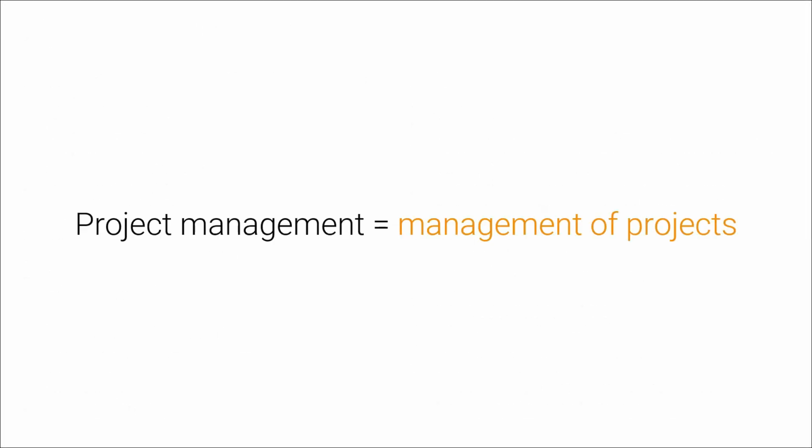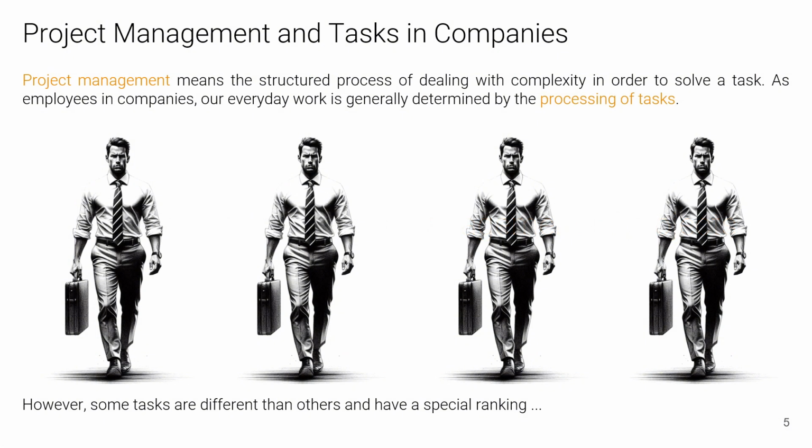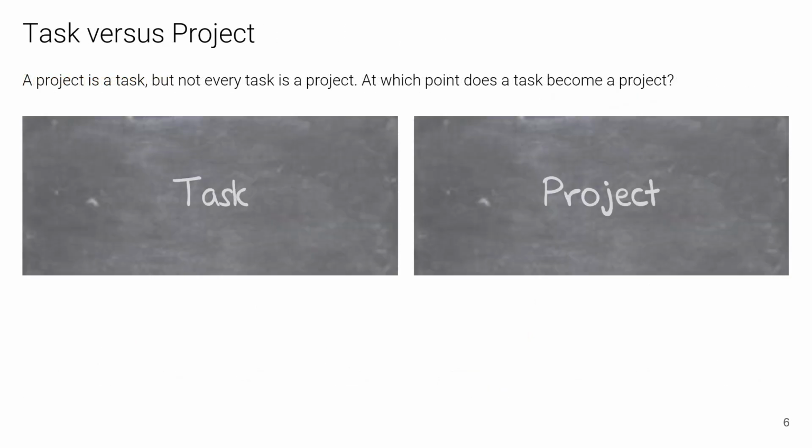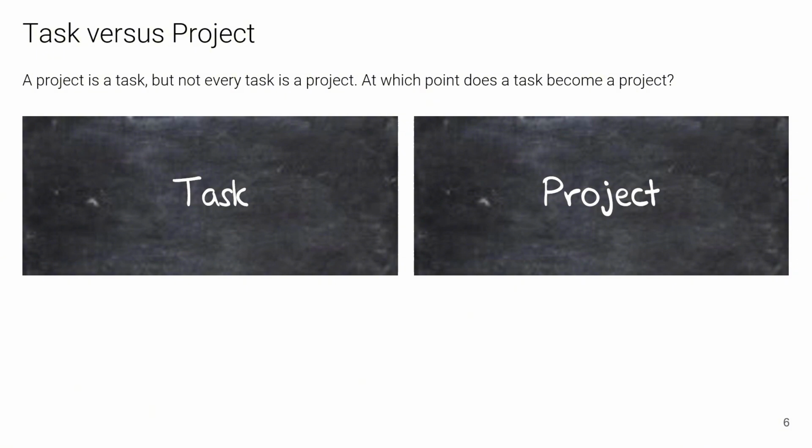Project management is, per definition, the management of projects. In general, project management refers to the structured procedure for mastering complex tasks. When we work as employees in a company, everyday things that have to be done there are actually tasks. If we look at these tasks, there are tasks that differ from others by their characteristics. For example, one can state that a project is also a task, but not every task is also a project. So the question is, at what point do we call a task a project?